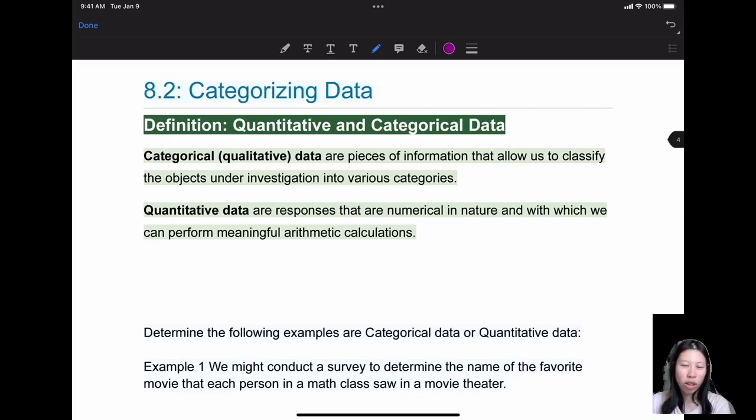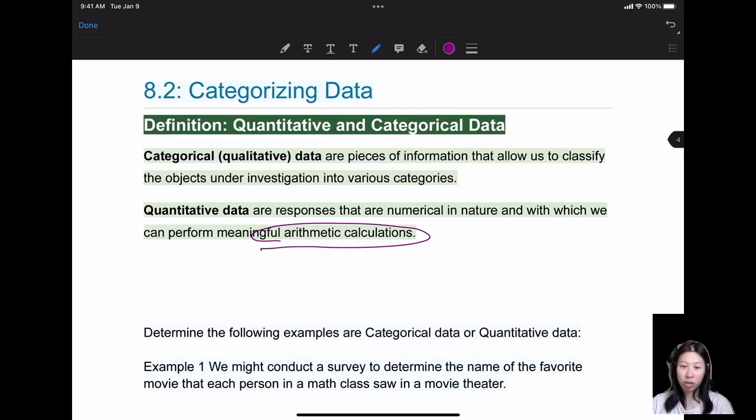And quantitative data are responses that are numerical in nature and with which we can perform meaningful arithmetic calculations. These are the keywords, such as subtract, add, or get the average. Okay, so let me give you some examples of categorical data, such as when you read the weather report, today is sunny, windy, cloudy, snow, raining.